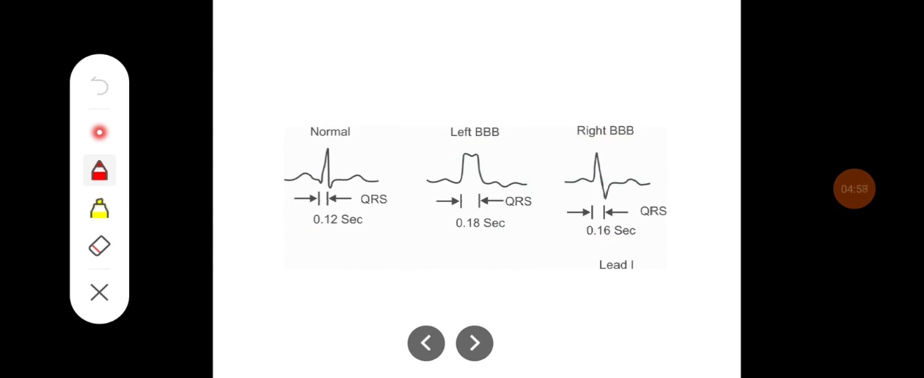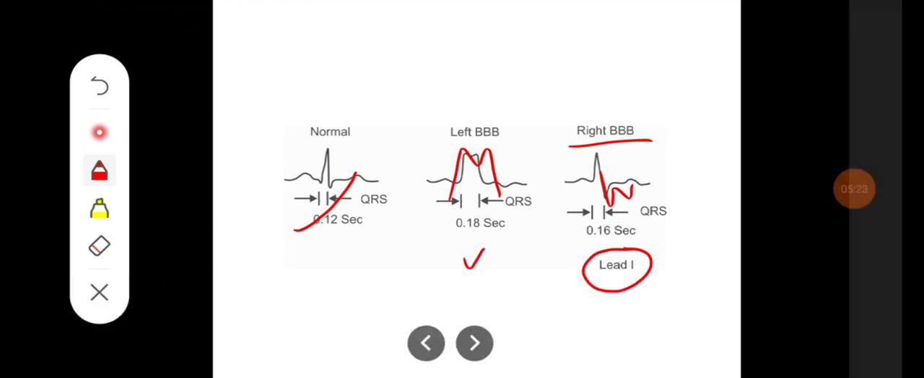Here you can see a normal complex, and in left bundle branch block, we can see the M pattern in the QRS complex, and in right bundle branch block, you can see the W pattern in the ventricular complex in lead 1. So this is seen in lead 1 and this is seen in V6.